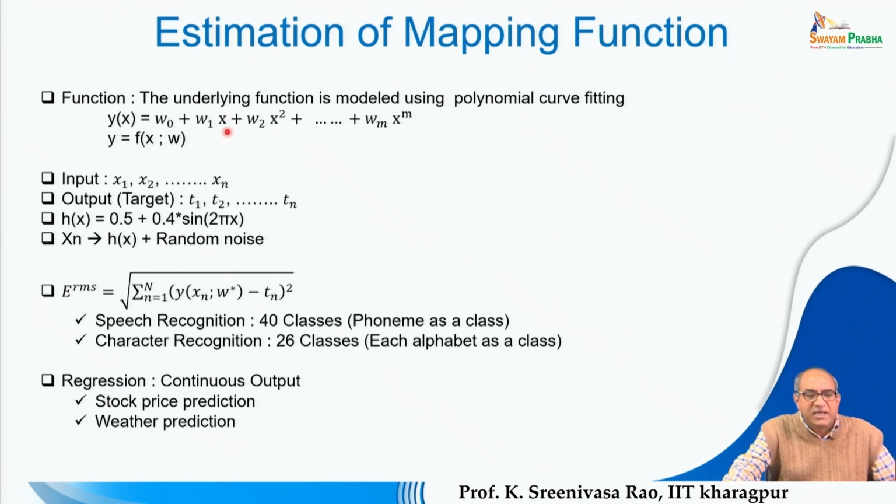So, here we model the underlying function using polynomial curve fitting. Suppose y is the output of a function and x is the input. Therefore, the output depends on a function of the input as well as the polynomial coefficients, where w is nothing but these polynomial coefficients. So, y, the system output, is a function of the input and w, the weighting coefficients. Modeling a system is nothing but estimating how many of these weight coefficients are required and what their values are.